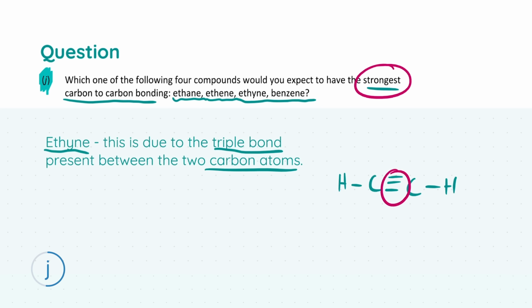Looking at ethane, it is an alkane, which means it only has a single bond between its 2 carbons. Ethene is going to have a double bond between its 2 carbons, but that's all beaten out by ethyne with its triple bond. Benzene is a little bit of a different compound. It's an aromatic compound and has an interesting arrangement with some delocalized electrons going on, but there are no double or even triple bonds present in benzene either, which means that the winner in this instance is ethyne.